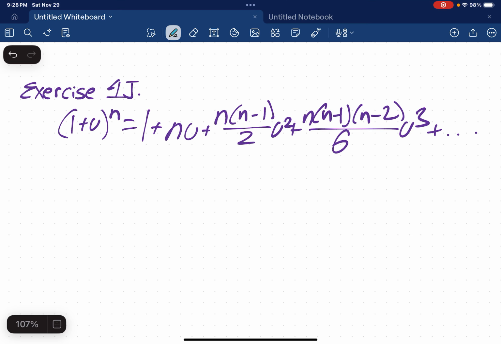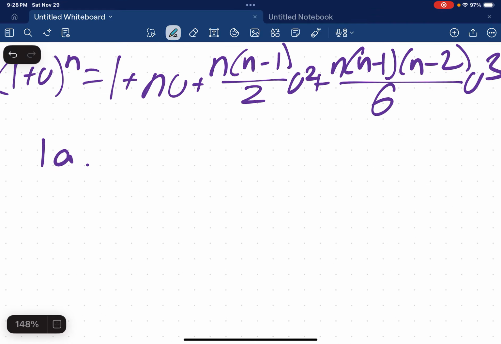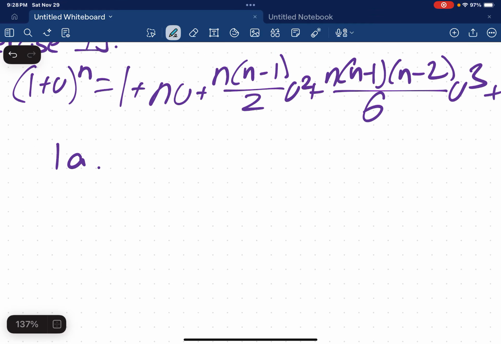So let's go ahead and start on 1a. Okay, 1a is asking us, let me zoom in, to expand the following up to the term x cubed, given that the absolute value of x is less than 1/2. First we have 1 divided by 1 plus x.